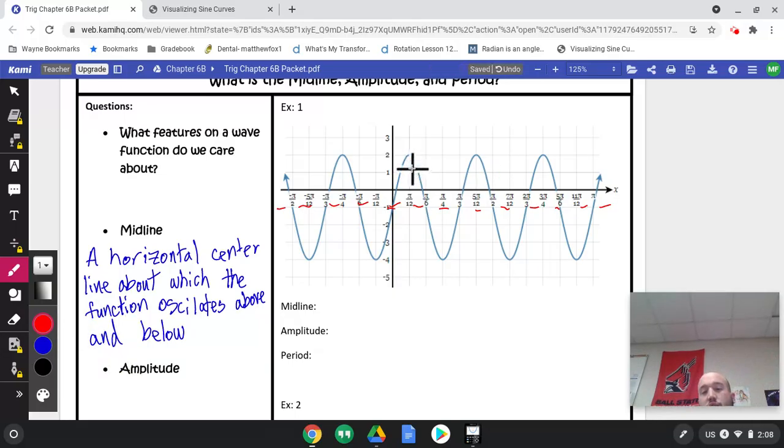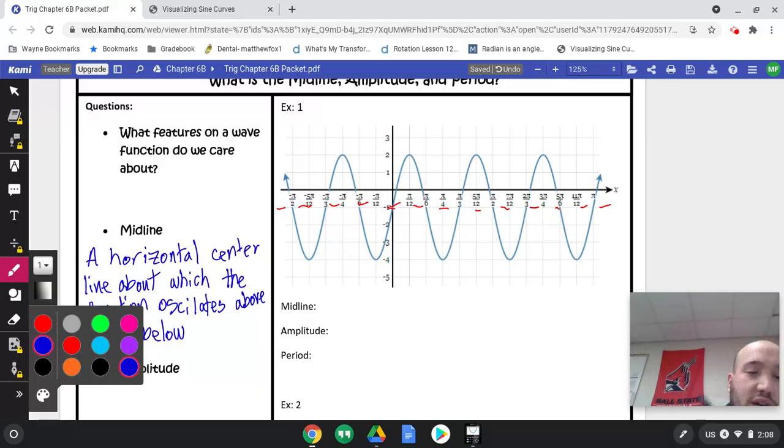So the same amount is above and below. Now I don't mean the same amount of peaks or valleys. I mean that it goes 3 up and 3 down. That's our midline. Now, since it's a horizontal line, if we were going to write that as an equation, your midline will always be something like this, y equals. And in our case here, it would be y equals -1.